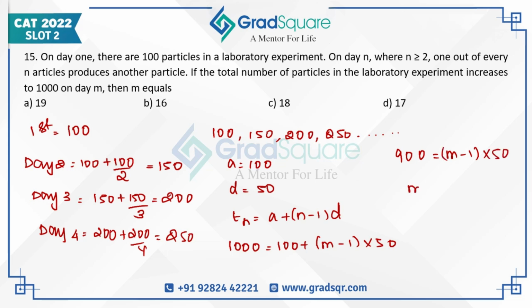So that gives me m minus 1 equal to 18, so that makes the mth day the 19th day. That will be the answer for this question, option A.